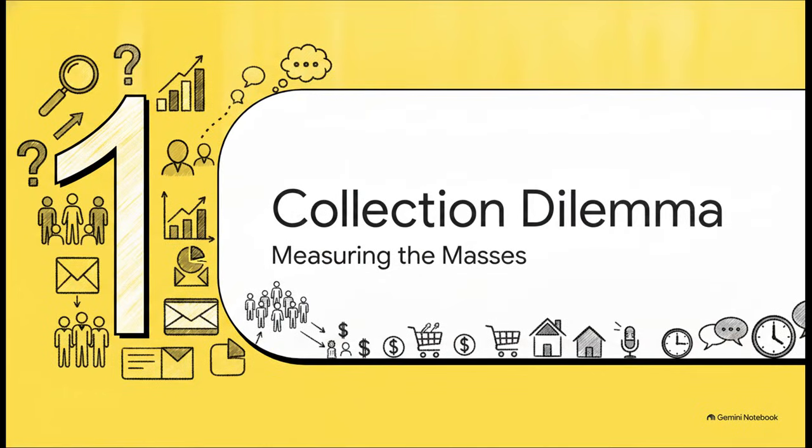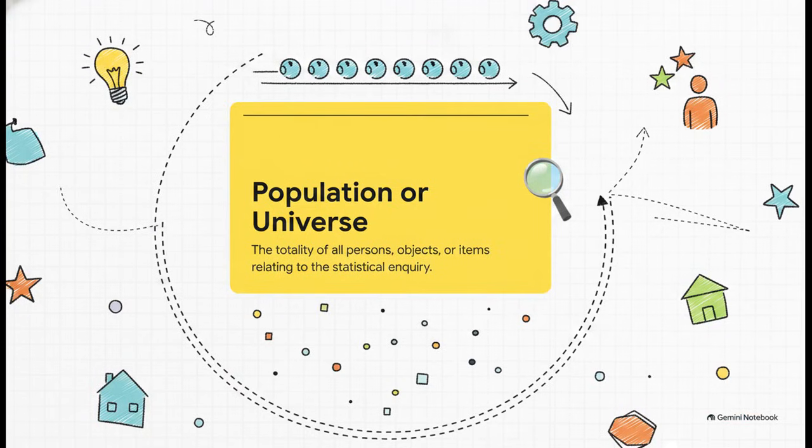All right, let's jump straight into Section 1, the data collection dilemma. Every investigator faces a massive hurdle right out of the gate. How on earth do you measure a massive group? Well, to solve this dilemma, we first have to agree on our terms. And what's really interesting about this slide is that in statistics, a population probably doesn't mean what you think it means. It doesn't just mean a group of human beings living in a city.